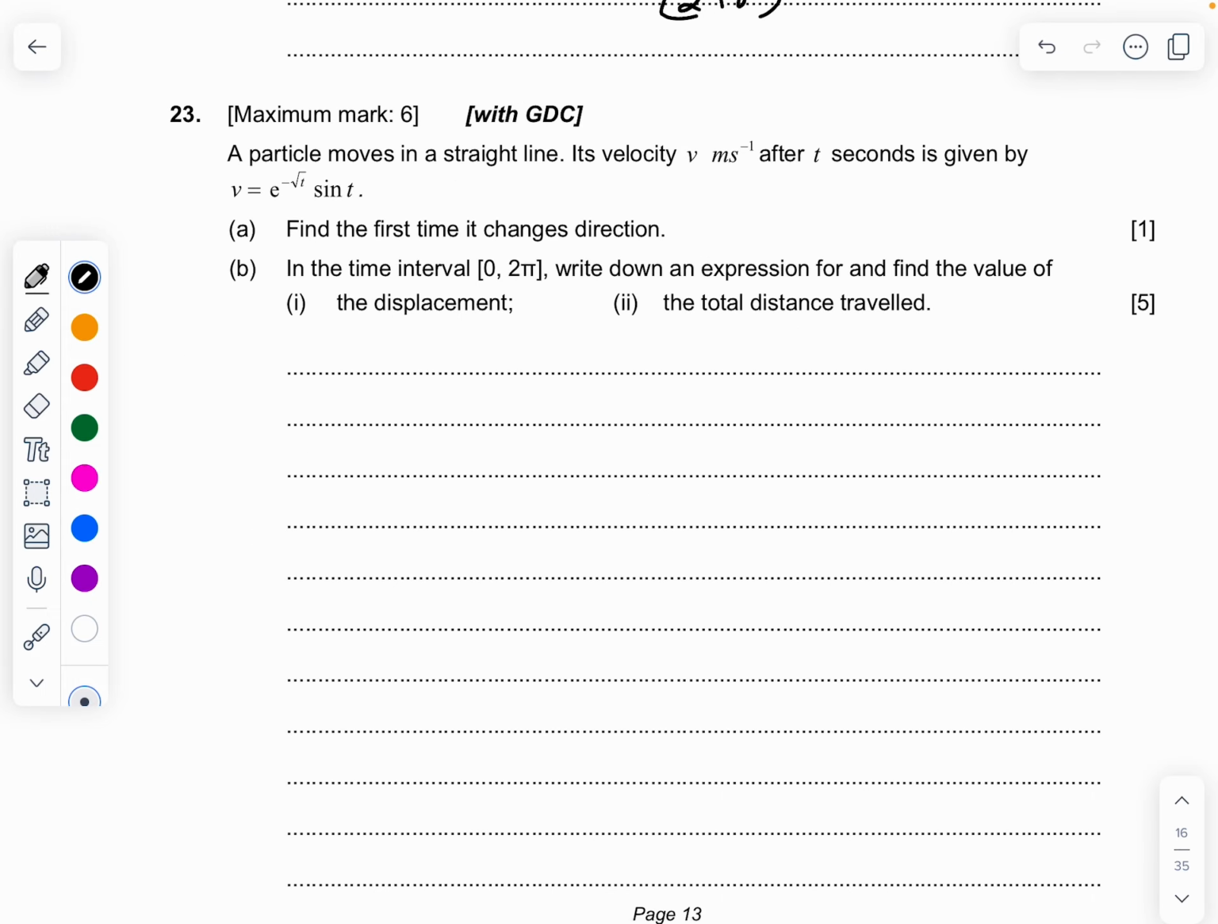Question number 23. A particle moves in a straight line. Its velocity is given by this one. Find the first time it changes its direction. Changes its direction means v should be equal to 0. When will it be equal to 0? When sine t equals 0, which means sine pi equals 0, which means t equals pi.